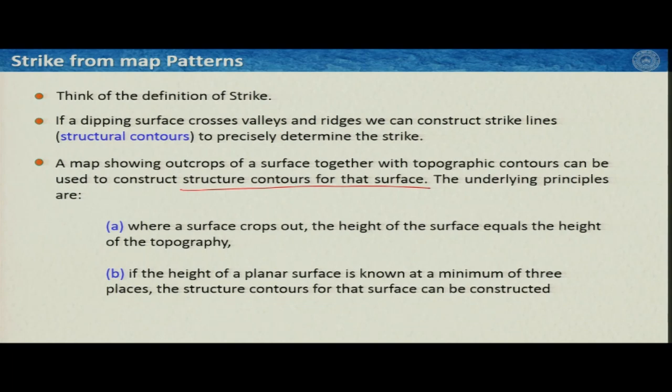So, that means if I have an intersection point between the contour line of a particular value and the intersection line of the two surfaces on the earth surface, and if I find a similar point somewhere else and connect these two points, then these two points would also have a very similar elevation value. And if the height of a planar surface is known at a minimum of three places, the structure contours for that surface can be constructed. So let's see how it works.